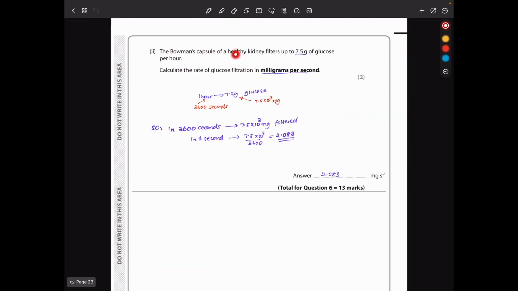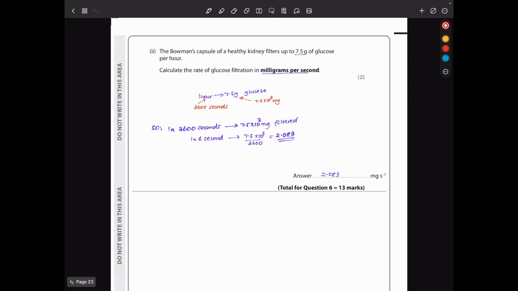The Bowman's capsule of a healthy kidney filters up to 7.5 grams of glucose per hour. Calculate the rate of glucose filtration in milligrams per second. So in 1 hour, we have 7.5 grams. Converting this to milligrams is 7.5 times 10 power 3. In 1 hour is 3600 seconds. So in 3600 seconds, this is the amount. And in 1 second, it's going to be that divided by that, giving us 2.083.